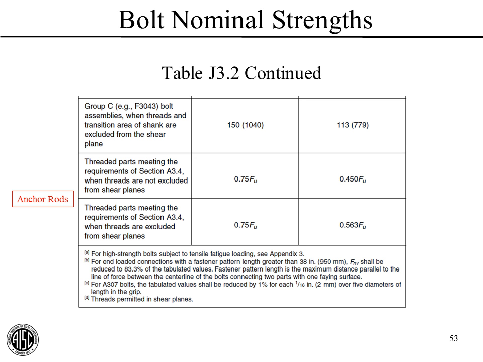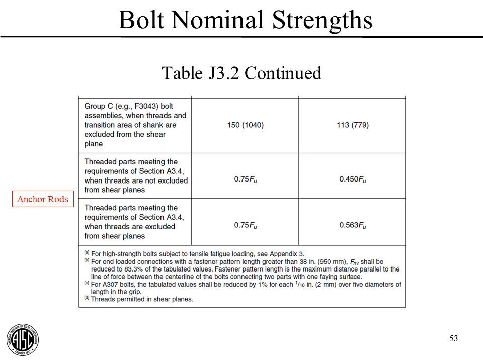Looking at the bottom of this table, we see this more generic entry. There's two of them, the N one and the X one there too. And this is in terms of F sub U. That's so that if we have elements such as anchor rods, we can use these.